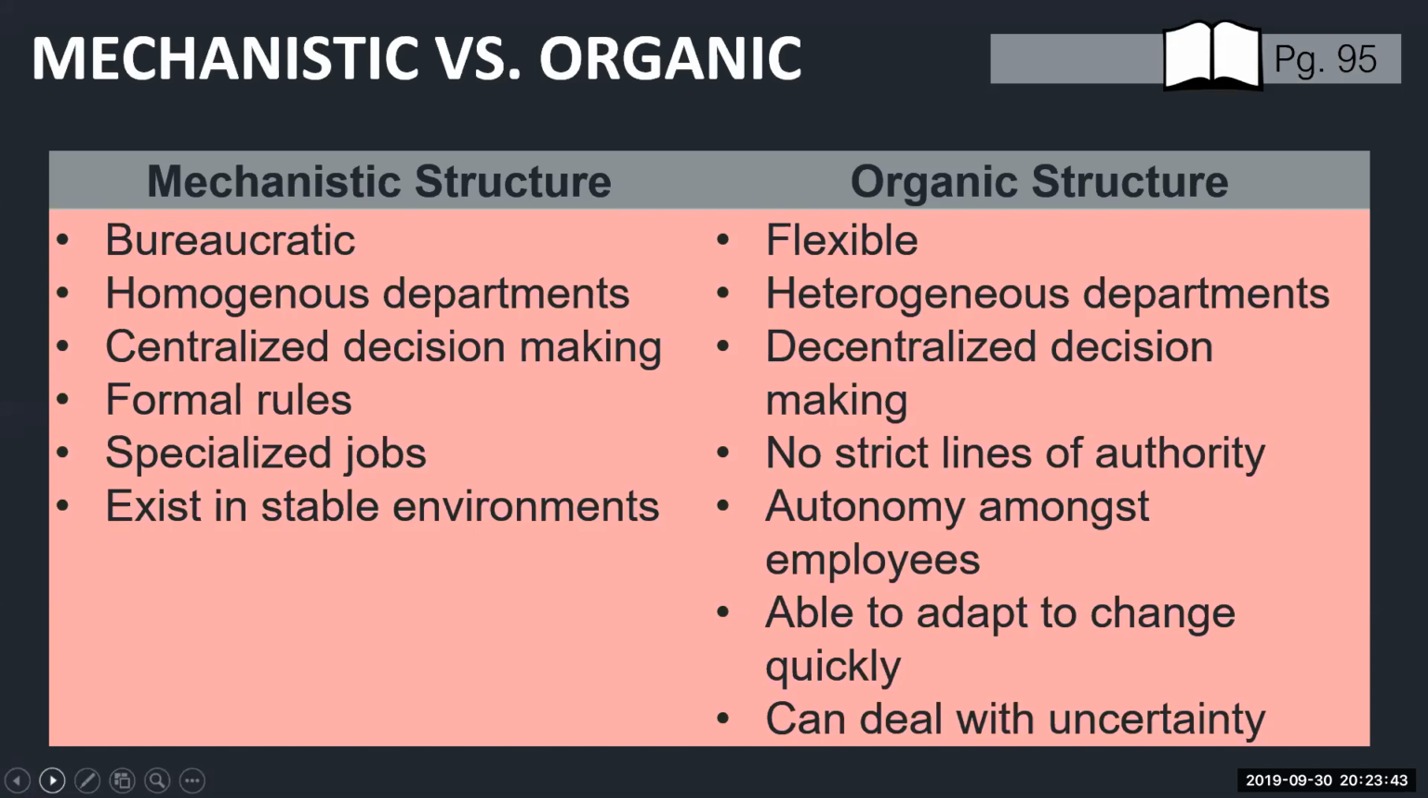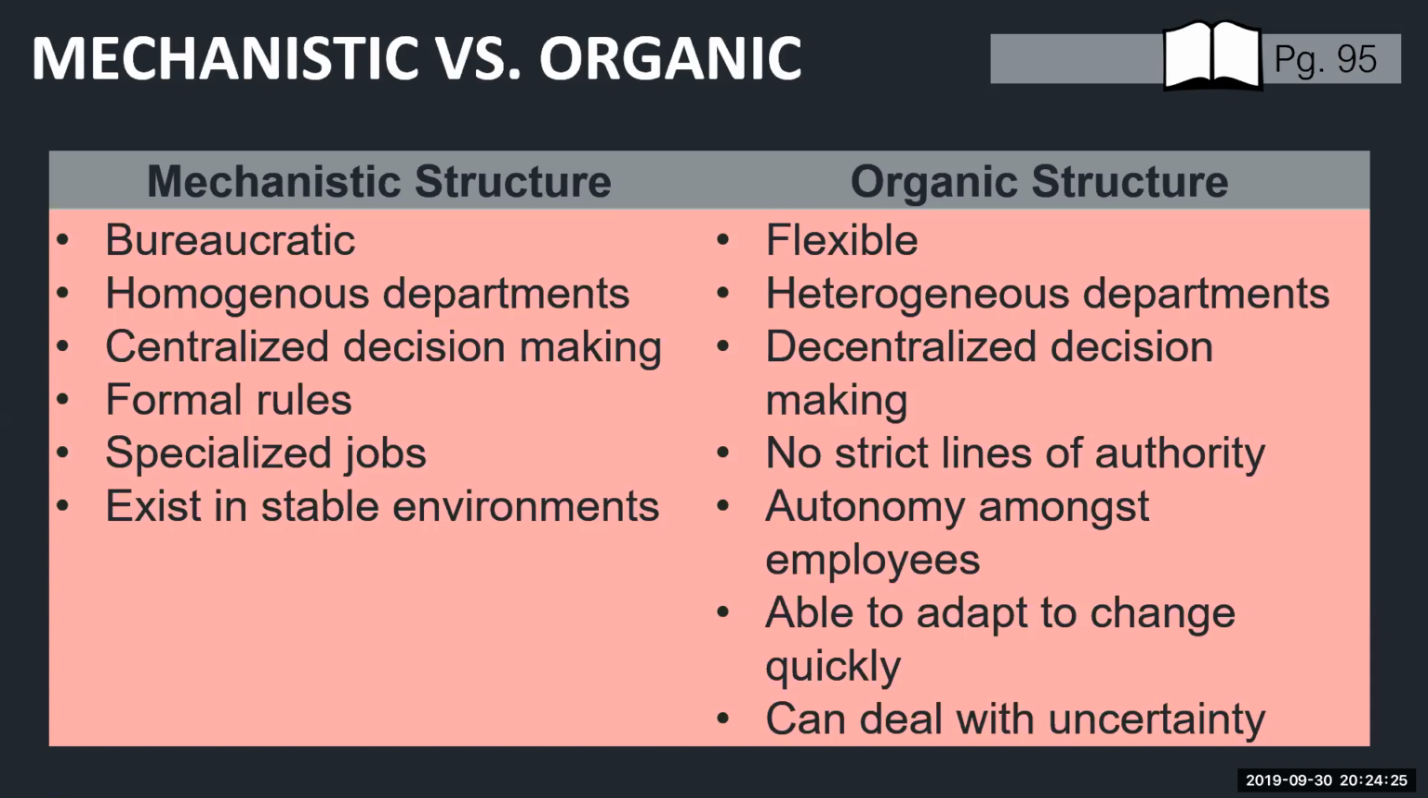a mechanistic versus organic structure. And this is on page 95. So when we deal with this structure, I want you to hopefully recognize that the mechanistic structure looks very similar to centralized decision making, where everything is happening at that corporate entity. All of the rules and guidelines and processes are originating from that central, typically bureaucratic location.